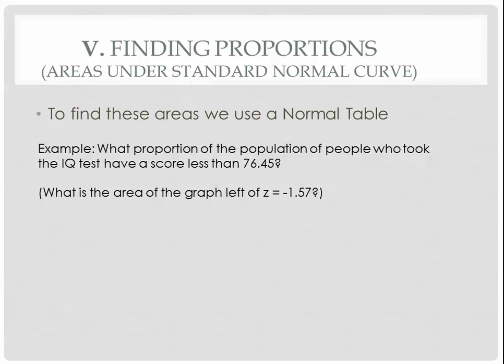Brilliant. So we want to know the proportion of the population of people who have an IQ test score less than 76.45. Well, we've already figured out the z-score. If their IQ score is less than 76.45, their z-score would be less than -1.57. We're looking for the area of the graph left of that. So here's our standard normal, and there's -1.57. We need to find what the area under the curve is here.